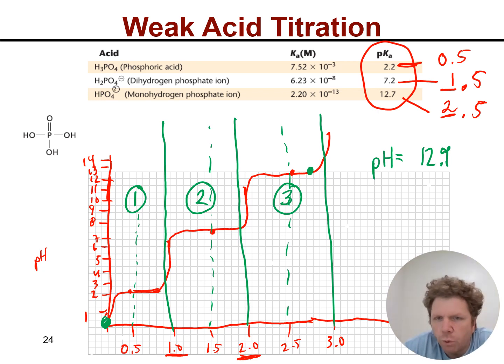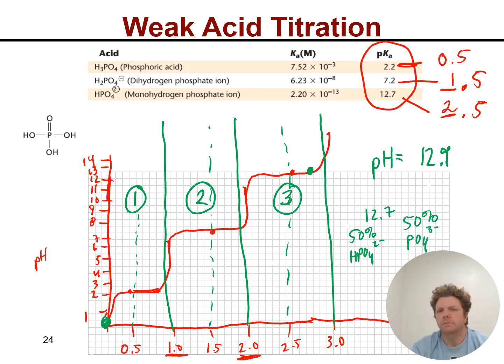I know when my pH is 12.7, I have an equal concentration, 50% HPO4 2 minus, and 50% the deprotonated form of that, PO4 3 minus. So that's whenever it's 12.7. But what about when my pH is 12.9? That's more basic. So what that means is I have a little bit less of HPO4 2 minus. When you have less HPO4 2 minus, that means you have more PO4 3 minus.